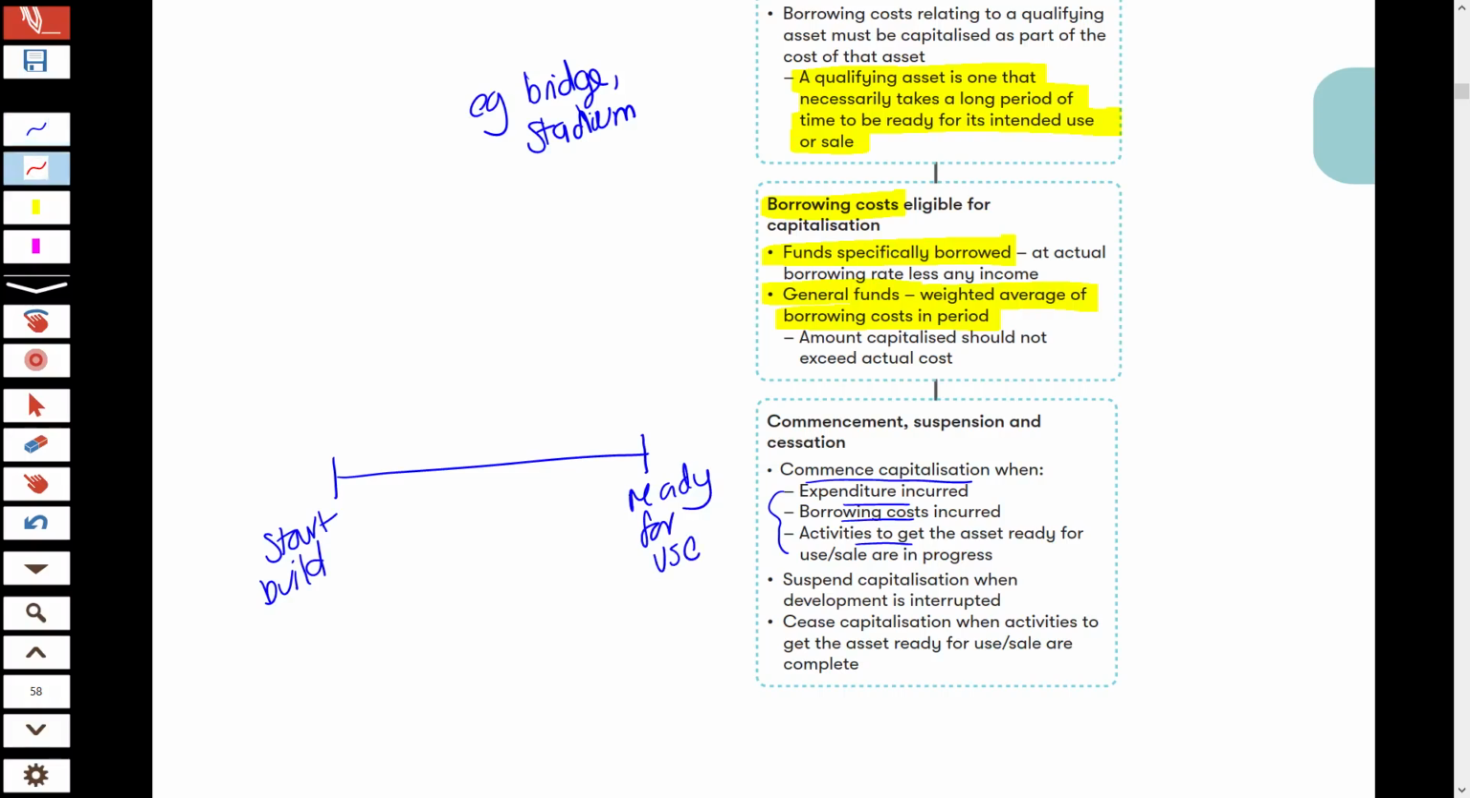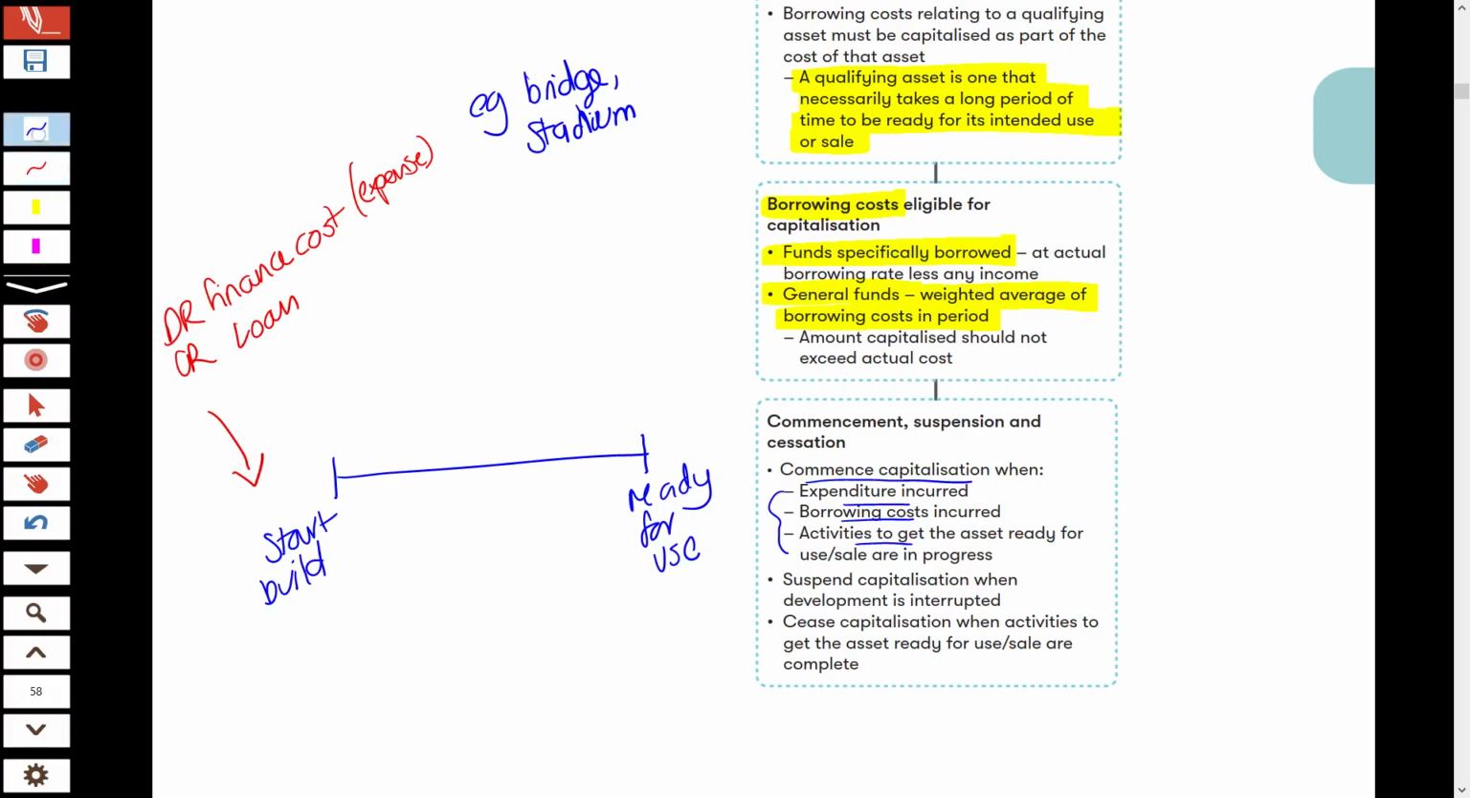And so what we're really talking about here is that before they've started building, if they've already started incurring some costs, then they don't get to capitalise them. They're just going to debit finance costs, which you also might know as interest expense, and credit the loan if we're accruing it, or credit cash if we're paying it.